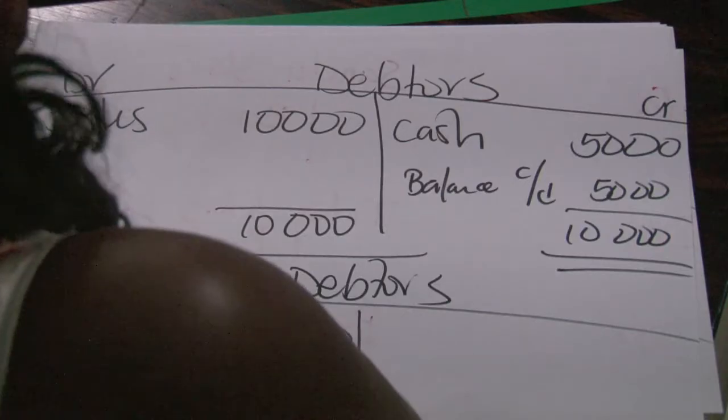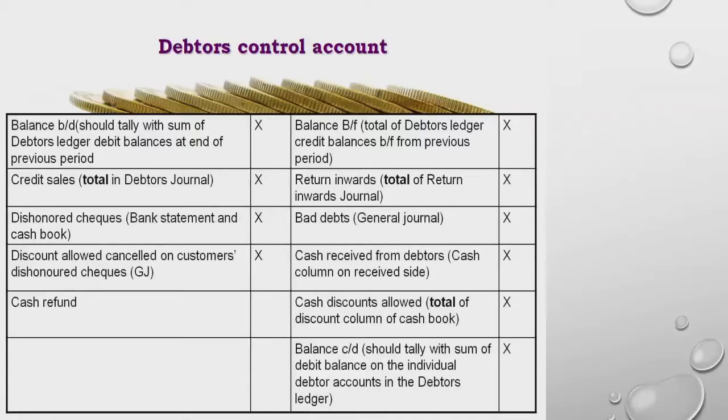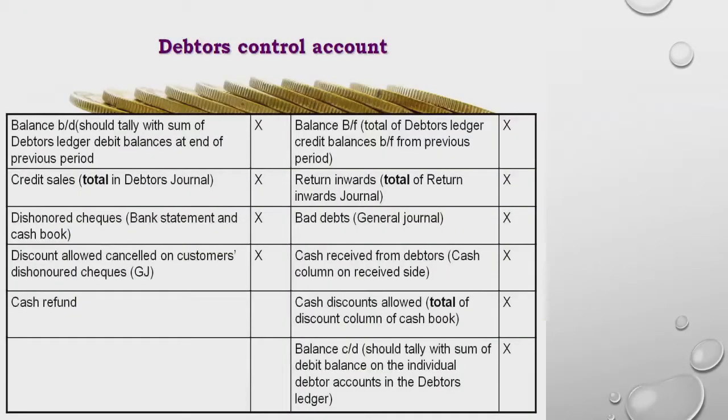Credit sales, dishonored check. When we are talking about dishonored checks, these are checks that are rejected. Our debtors came to us with the intention of paying off their debts, but they were rejected because they didn't go through. So this dishonored check will not decrease our debtors, but increase them, because the debt is still there. So that's why cash refunds are on the debit side and so on.